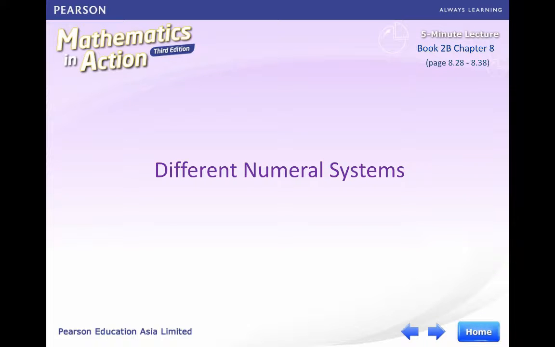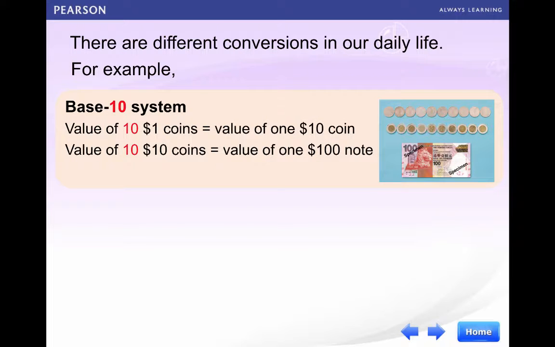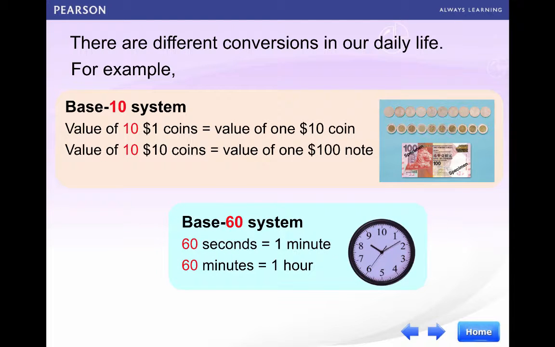Hi students, in this video we will talk about the different numeral systems. What does it mean? We already know that we use the denary system. That means it's a base 10 system. So let's say we have 10 $1 coins, we have $10, and 10 $10 coins, we have a $100 note.